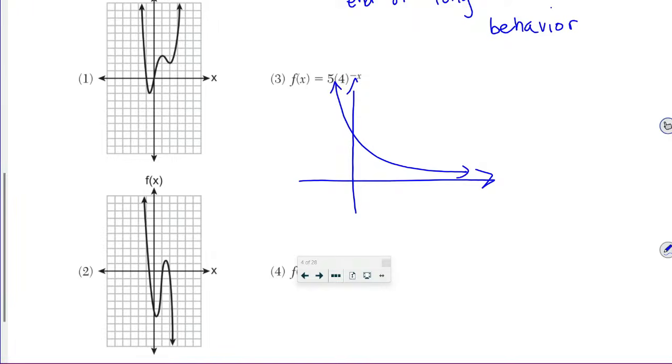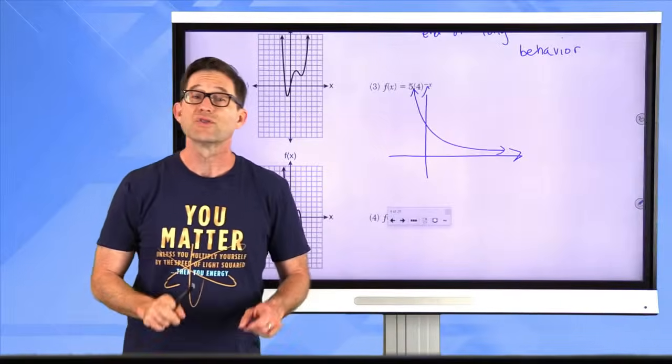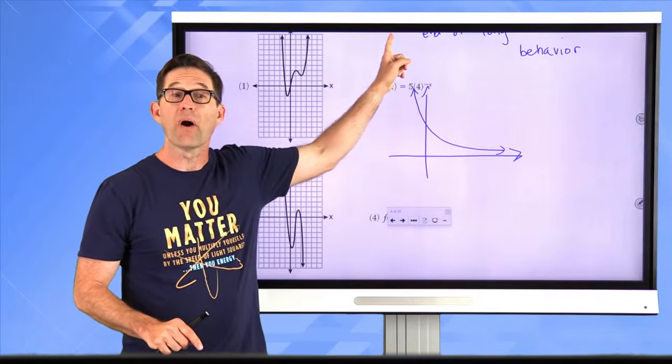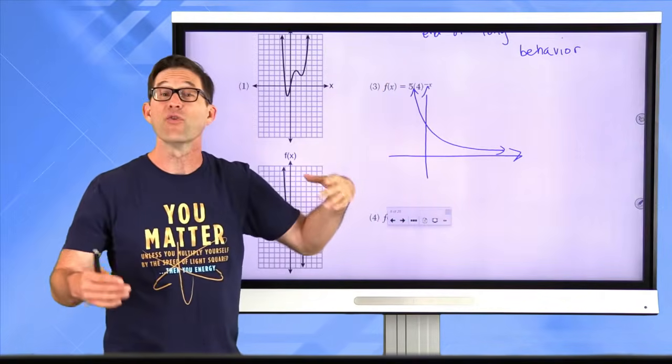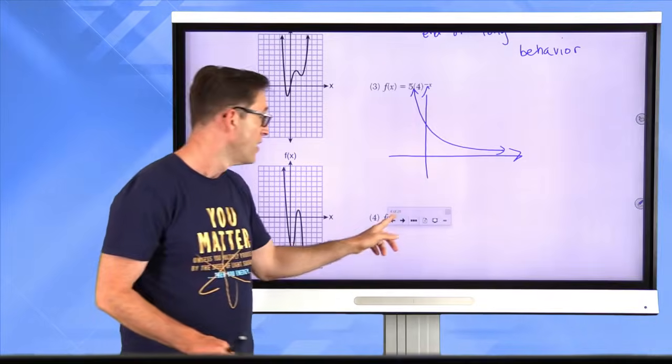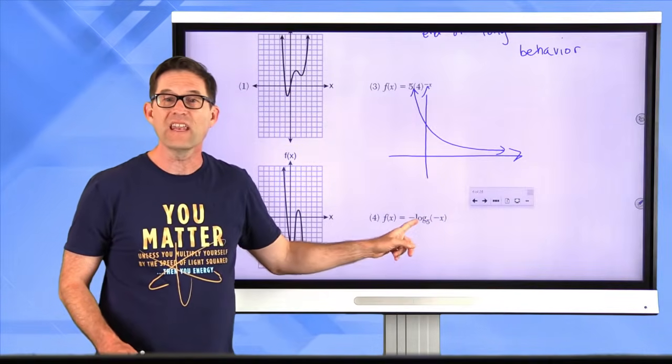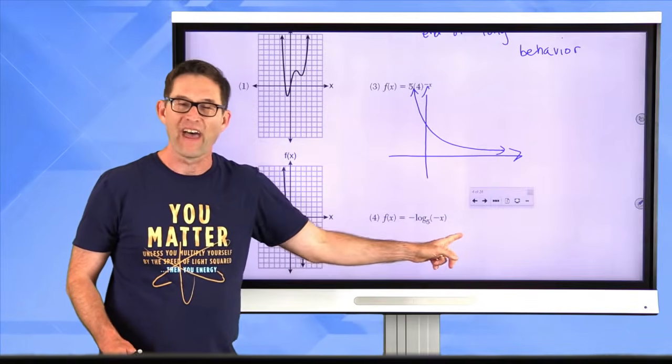Kind of goes like that. That's a decreasing exponential. So yet again, as x goes to negative infinity, y is going to positive infinity, right? Again, the wrong behavior. So it's got to be number 4. It's got to be f of x equals negative log base 5 of negative x.